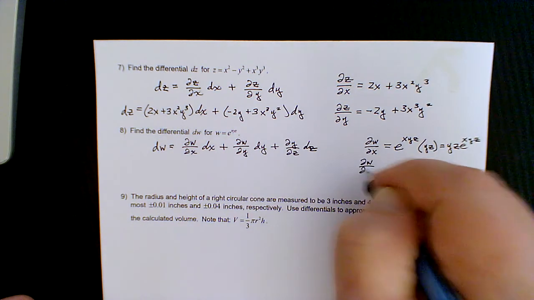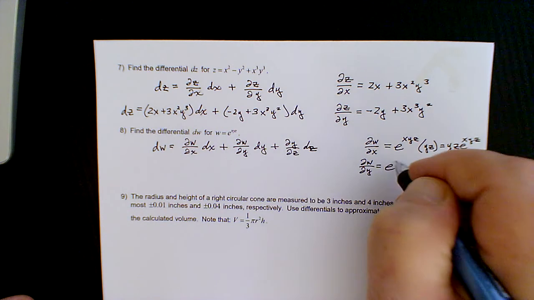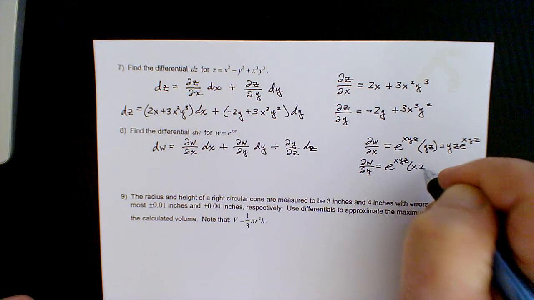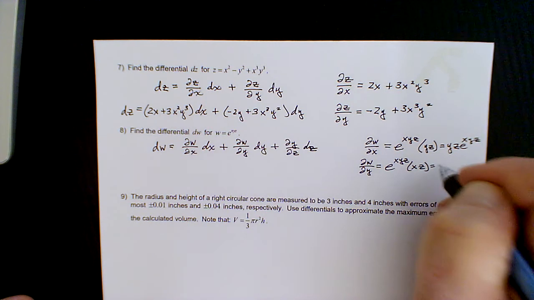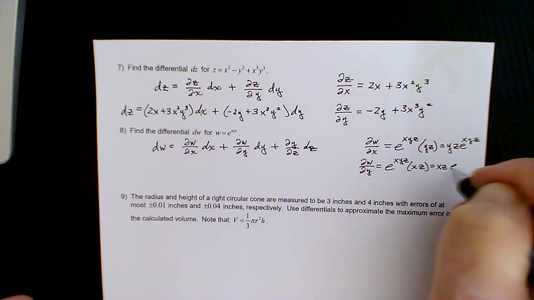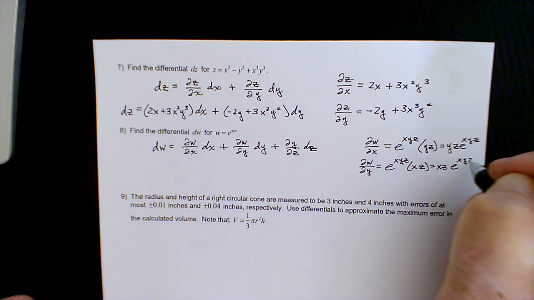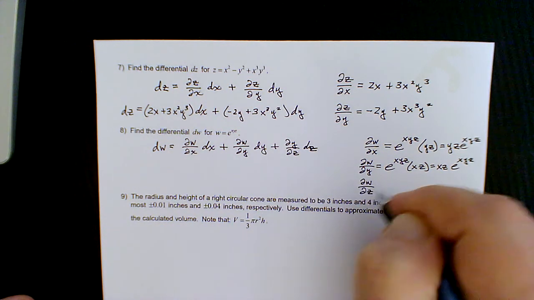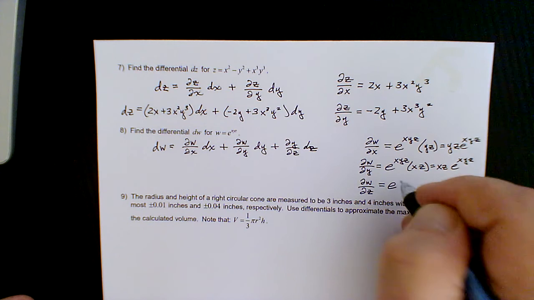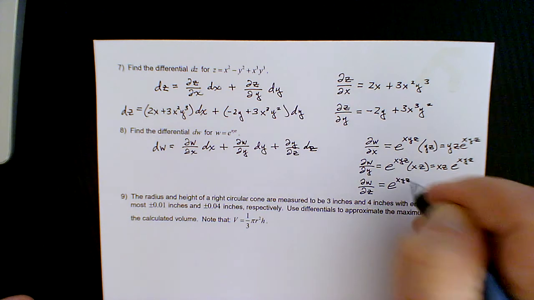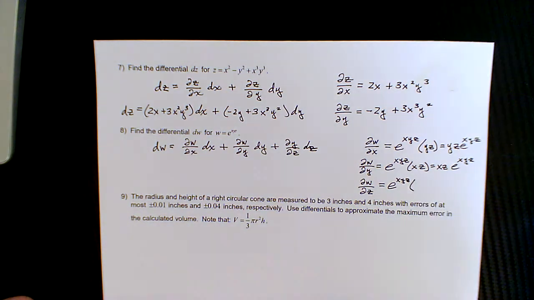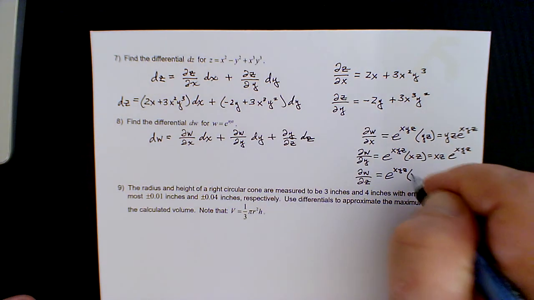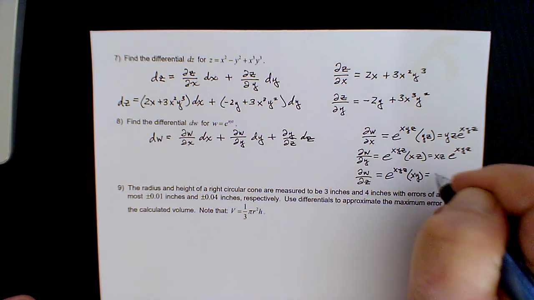Similarly, partial w with respect to y, recopy e to the xyz, but now y is a constant, so the derivative is xz. Probably put that in front again. And then similarly, partial w with respect to z again, recopy e to the xyz. Now, x and y are constants, derivative of z is 1, so times xy.